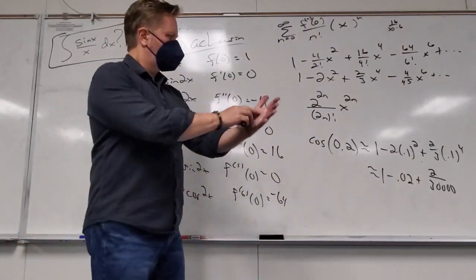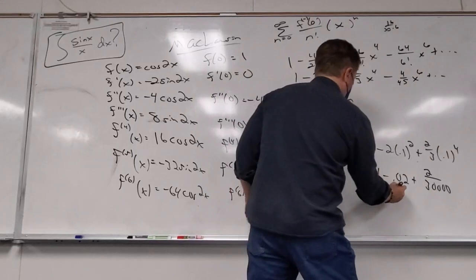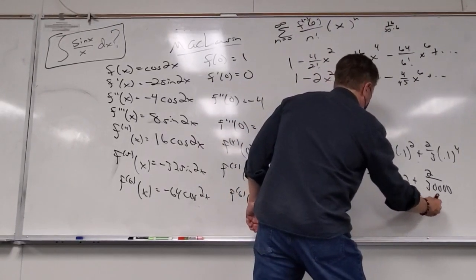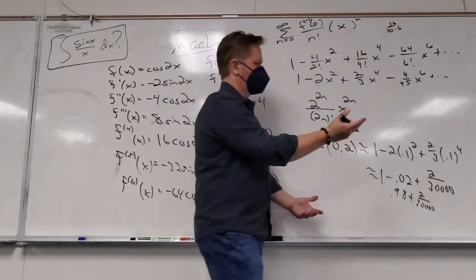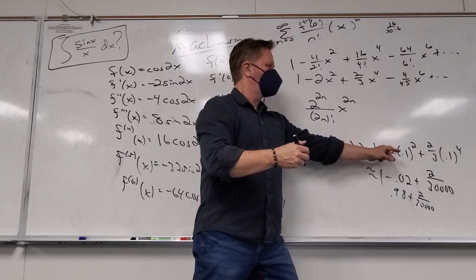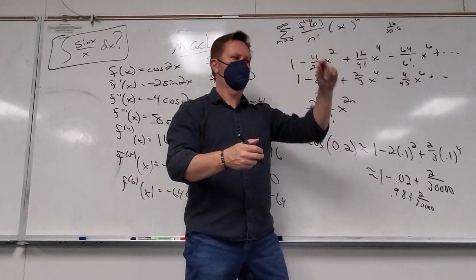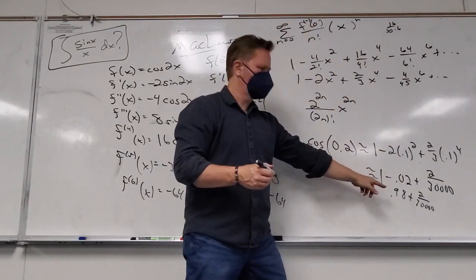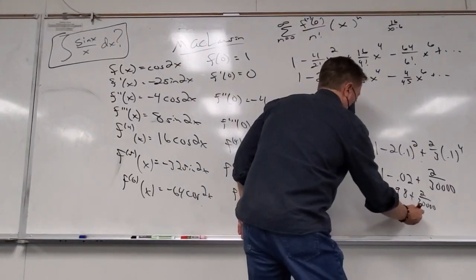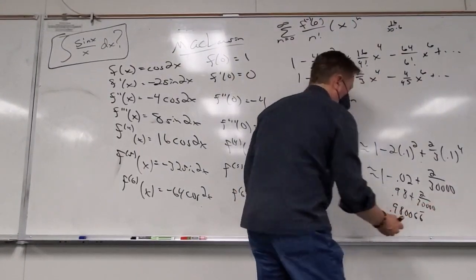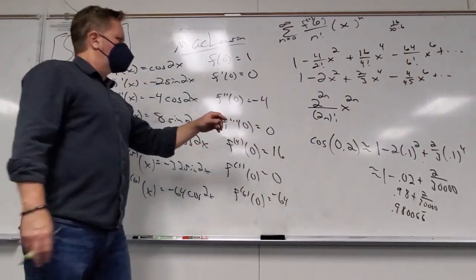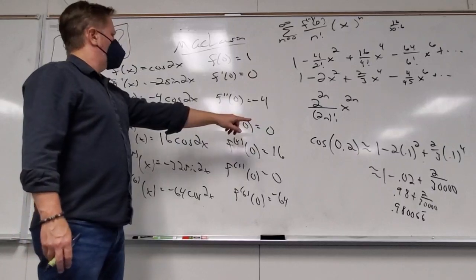Help me out, guys. I know this is 0.98. What's 2 divided by... Does everybody see where I got this last term? Right, x is 0.1. Plug 0.1 in. There you go. Does anyone have what this is? 0.98006666. Oh, neat. A beautifully evil number. I love it. Now, can somebody please do the cosine of 0.2?